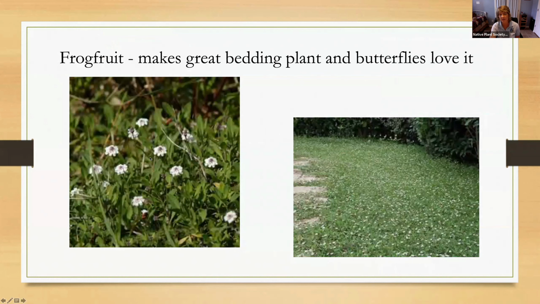If you're looking for ground cover, think about something like frog fruit. This is a lovely little plant. I have little patches that have come up in my backyard this year. It creates a cover that looks a lot like this, and the butterflies adore it. Now, it can't really be mowed. I wouldn't use it as a lawn, but it does make a wonderful ground cover.